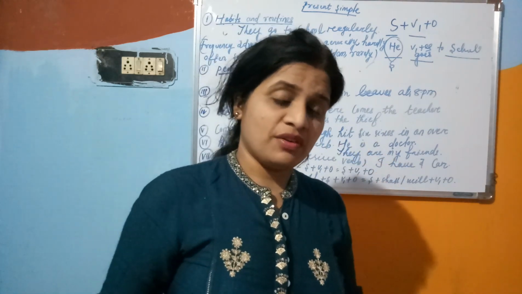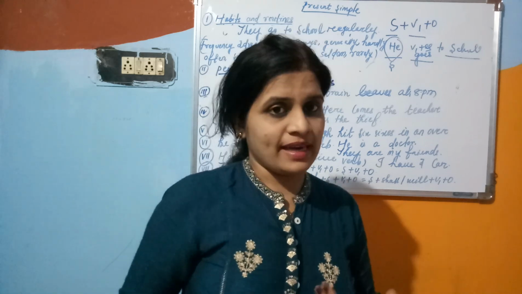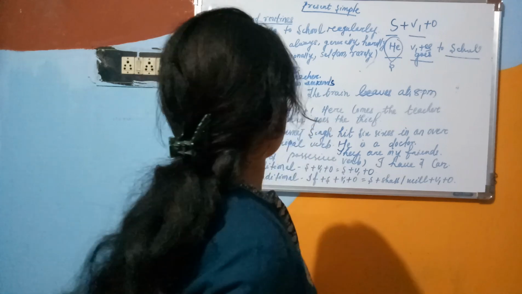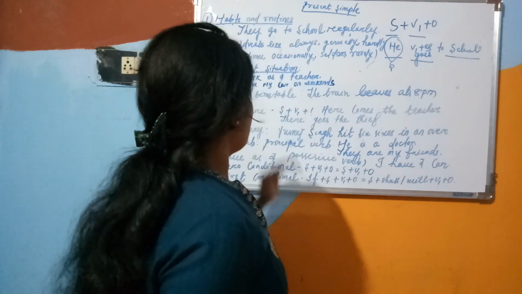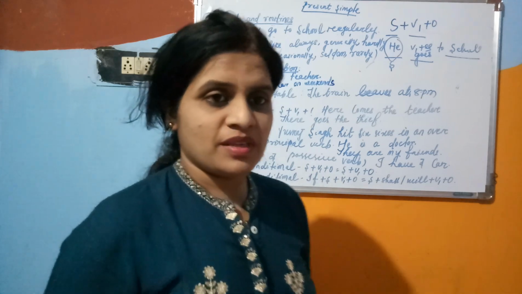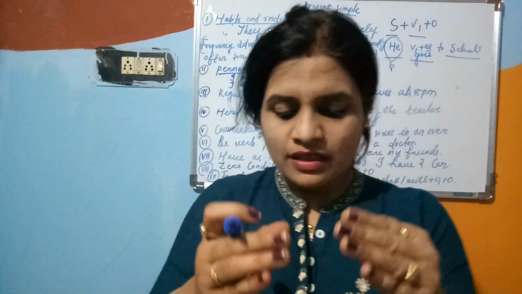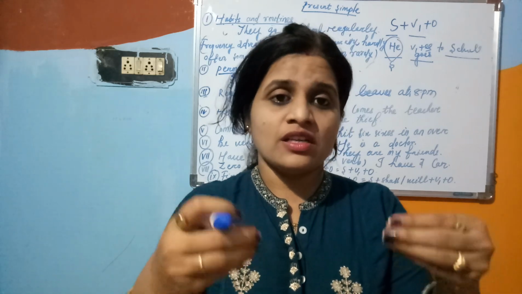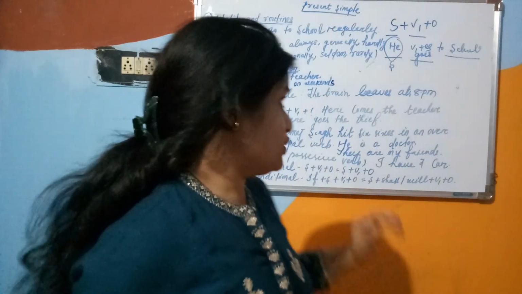When we are doing something on a regular basis, we can use simple present tense. Let us discuss the second point: a permanent situation. A permanent situation means it is for a long period, not for a certain short purpose like the continuous tense. It is for a long-term purpose.